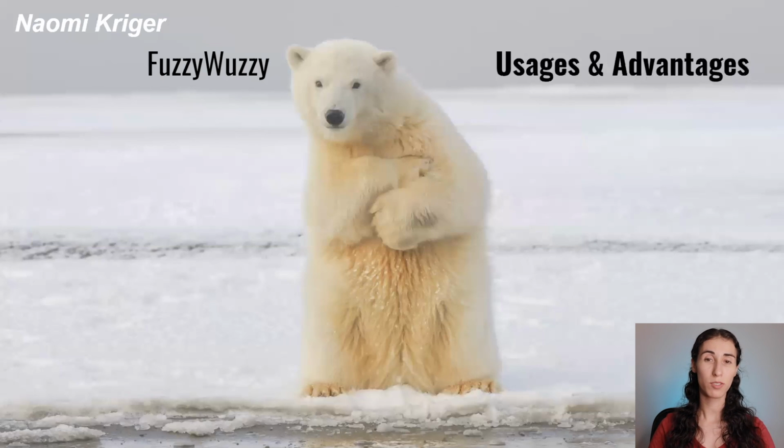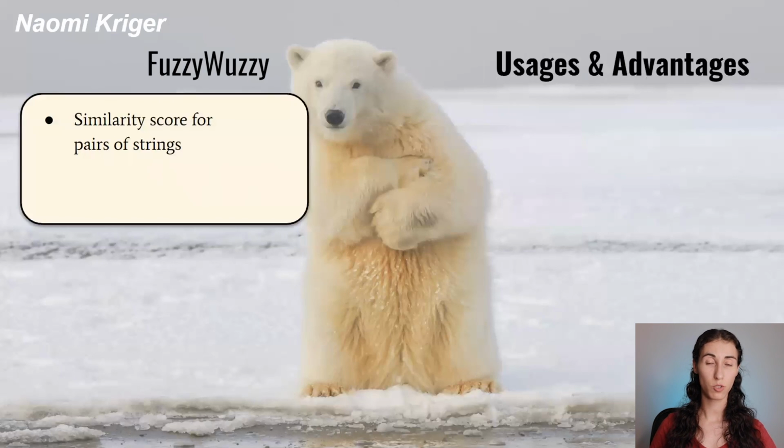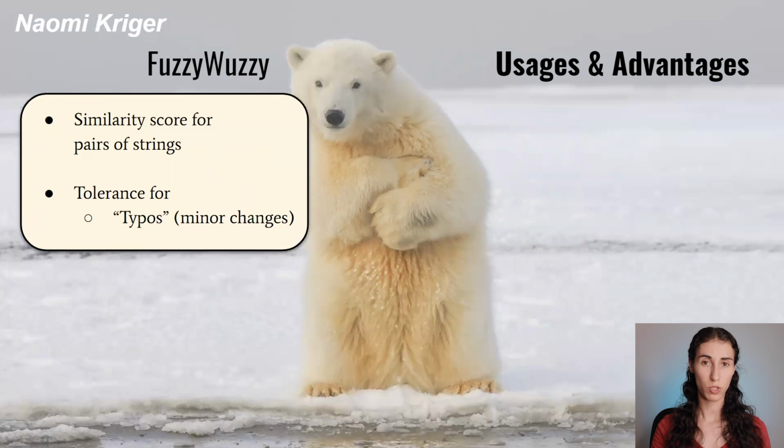Now I want to discuss the usages and advantages of Fuzzy Wuzzy. Fuzzy Wuzzy produces similarity scores on a scale of 0 to 100 for pairs of strings. It also has tolerance for what we would call typos, which is minor changes in the strings. So it is possible for two given strings that are very similar to one another and not quite identical to produce a similarity score of 100. Because eventually, Fuzzy Wuzzy is here to answer the question, would a human being who looks at a pair of strings say, this practically looks like the same thing for me? And if not, to which extent?